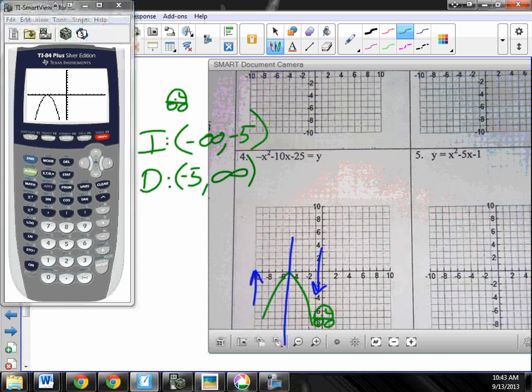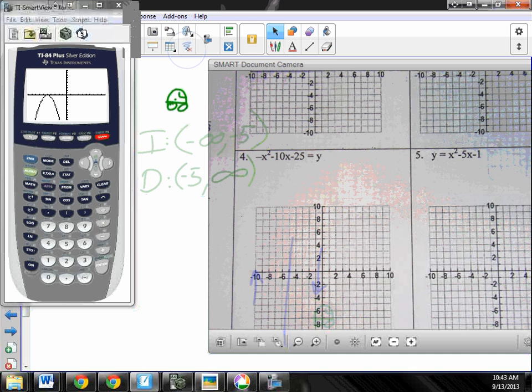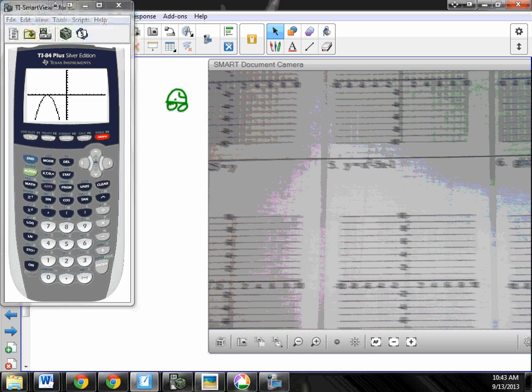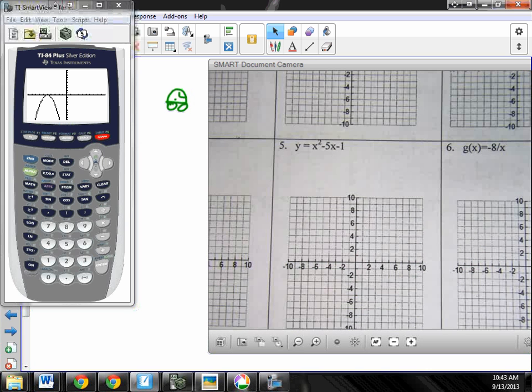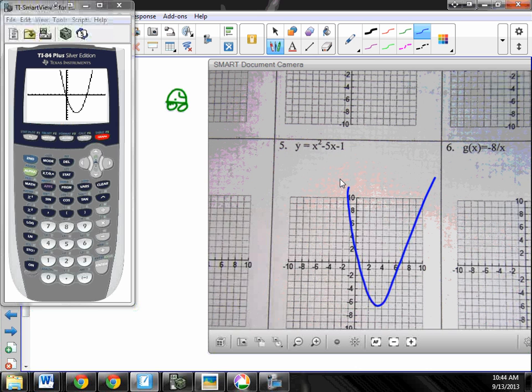Okay? All right. Okay, this next one's going to trick us a little bit. x squared minus 5x minus 1. When does this graph switch directions? We don't care about the y value, right? We're just looking at the x value.